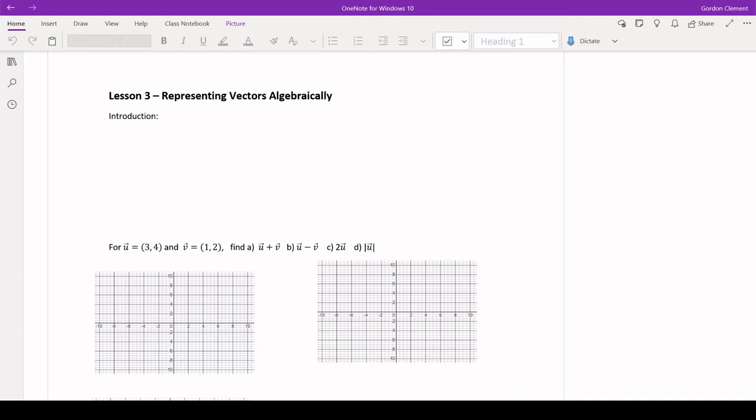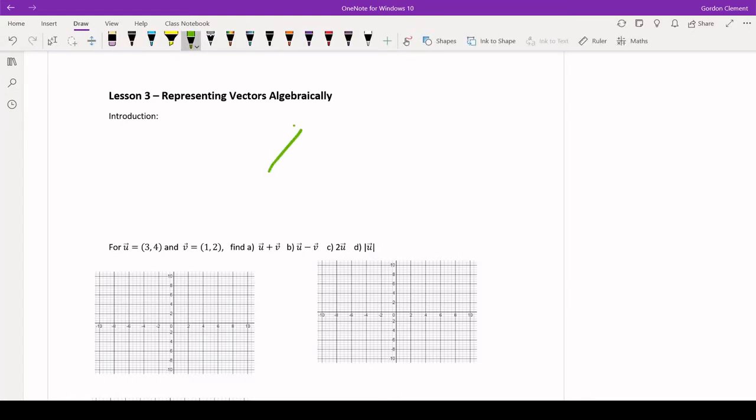Alrighty, lesson 3. So we're going to look at how we can represent vectors in an algebraic way so that we don't have to keep drawing these ridiculous head-to-tail diagrams every single time we want to add vectors. And then we'll see what addition, subtraction, and scalar multiplication look like in the algebraic sense instead of the geometric sense.